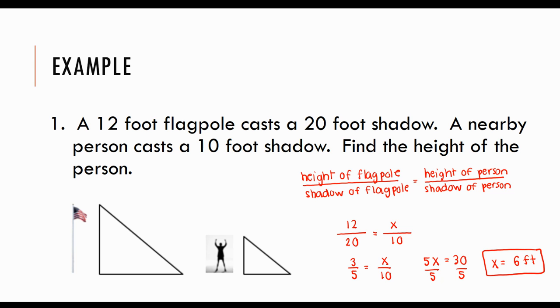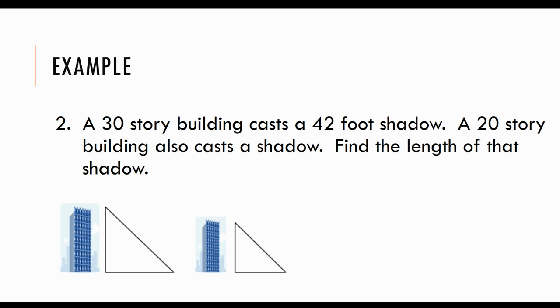So if I wanted to do the height of the flagpole over the height of the person, I could do height over height, but then I would have to do my other ratio. I'd have to start with the flagpole on the top, so shadow of the flagpole over shadow of the person. So however you want to set it up, you just want to make sure that you're staying consistent.